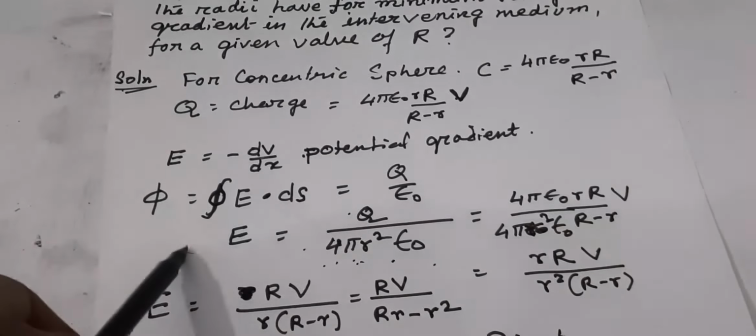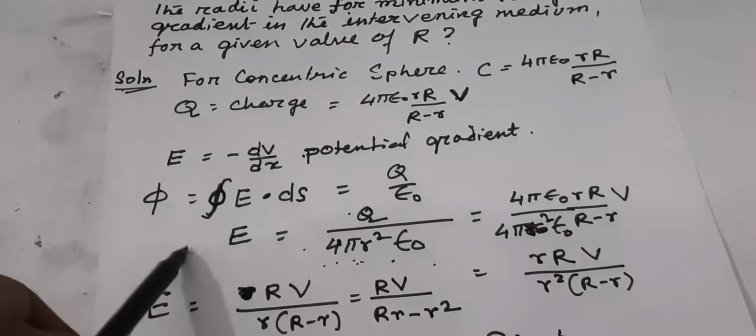Now we can substitute q from here, and our expression will come as smaller bigger V divided by r square, this one r minus r. So simplifying, we can get bigger V divided by r bigger smaller minus smaller square. This will be the expression.